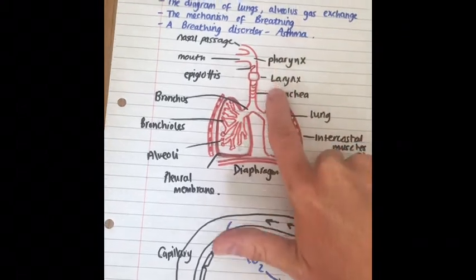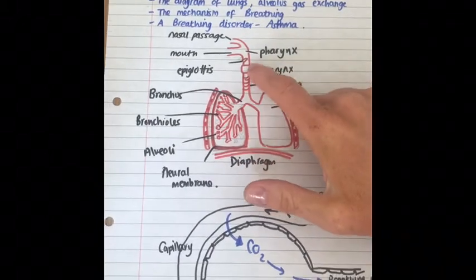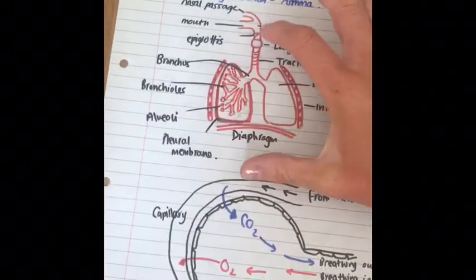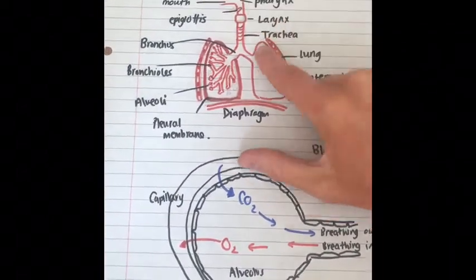Just between the pharynx and the larynx, you have the epiglottis, which is like a lid that sits on the top of our breathing tube here to make sure that food doesn't go down the wrong way and get lodged into our breathing tube, okay? So the breathing tube itself is called the trachea.